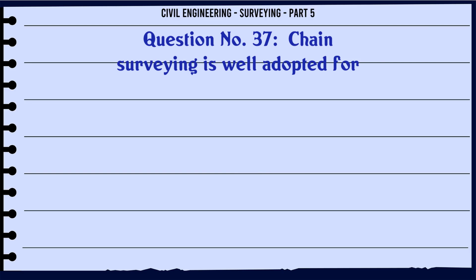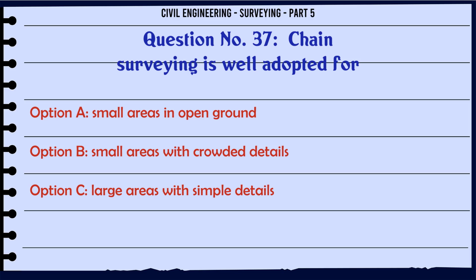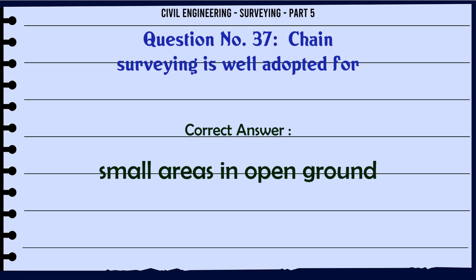Chain surveying is well adopted for A, small areas in open ground, B, small areas with crowded details, C, large areas with simple details, D, large areas with difficult details. The correct answer is small areas in open ground.